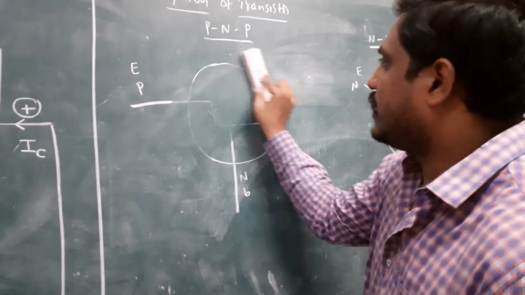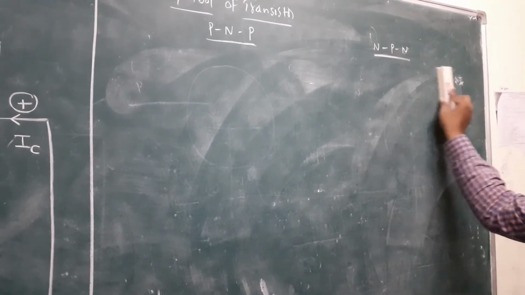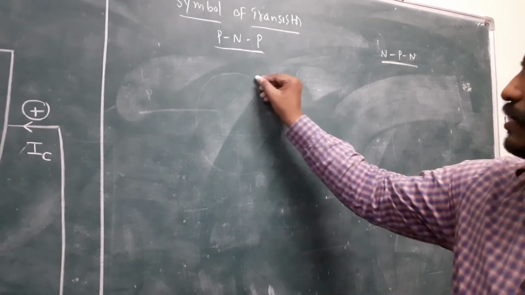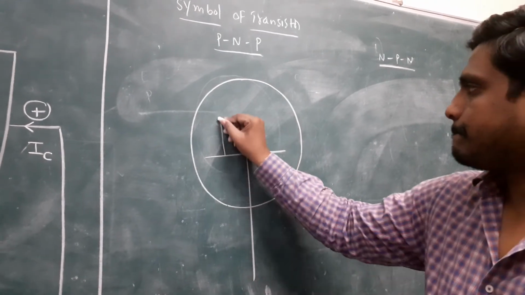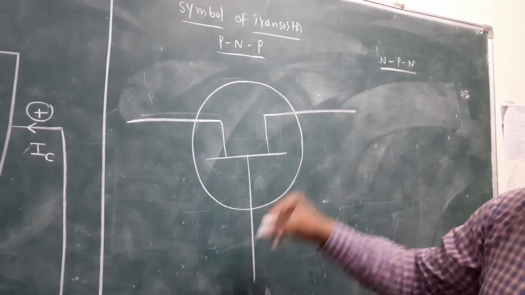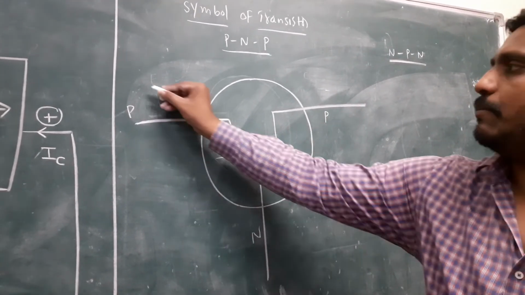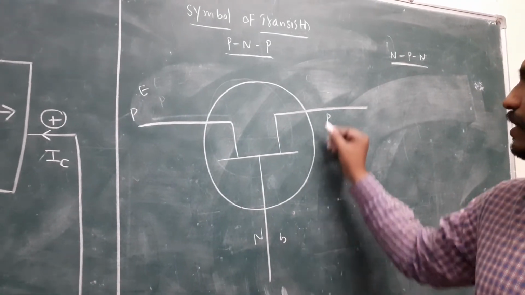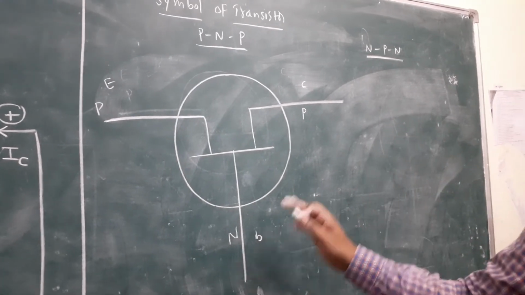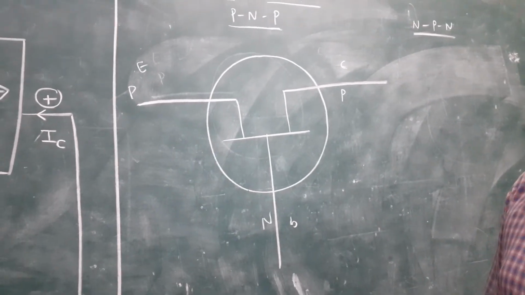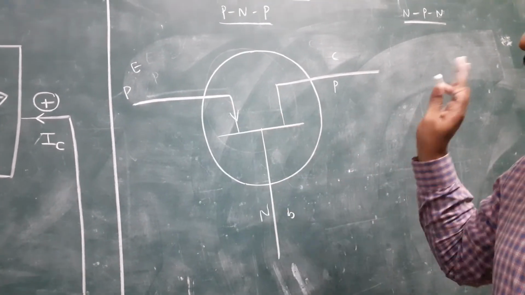Once again I repeat the diagrams, because they are very important for 2 marks. Circuit symbols of PNP and NPN transistors. This is the circle, with 3 terminals P, N, P: emitter, base, collector. On the emitter region, write the direction of current, always P to N, positive to negative. Completed.